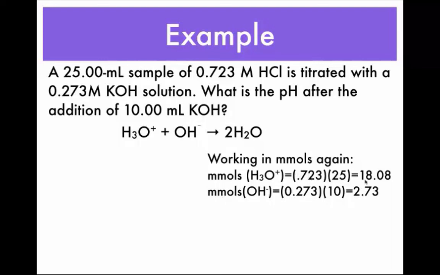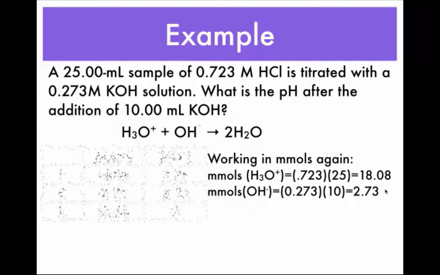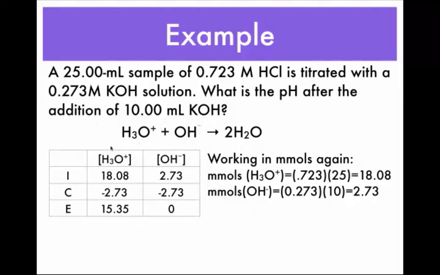So we've got 18.08 millimoles of acid, and the 10 milliliters of KOH gives me 2.73 millimoles of hydroxide. So we'll set up another ICE box. This is not an equilibrium ICE box. This is where we have "end." And so it's going to be a 100% reaction, so one of those components is going to run out. Whichever is present in the least amount is going to run out. And so we see we've got less base than we have acid, so we're going to use up all the base.